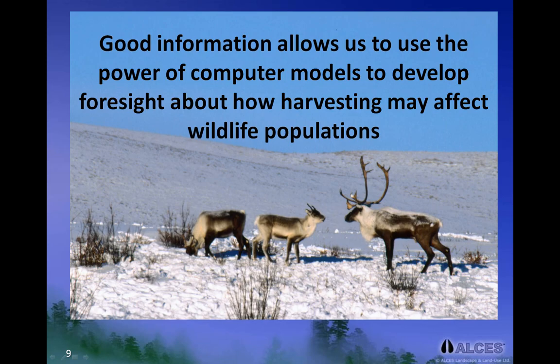A final perspective is that good information allows us to use the power of computer models to develop foresight about how harvesting may affect wildlife populations. Modeling and computer models are useful tools for assisting wildlife managers in evaluating and interpreting field data and developing and exploring management options for decision makers.